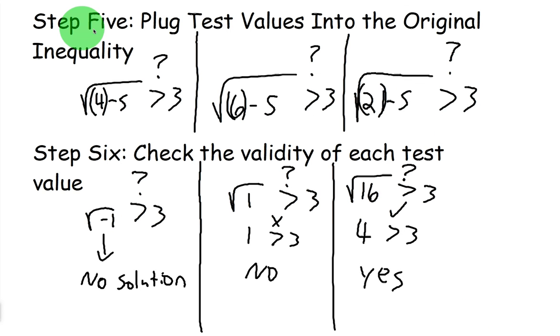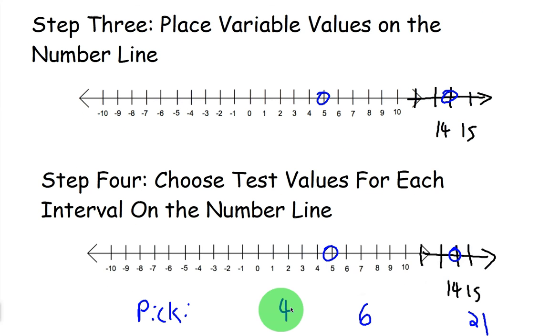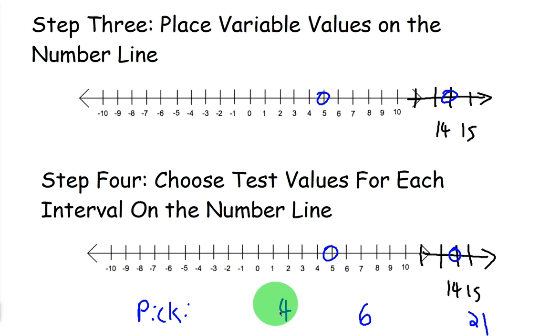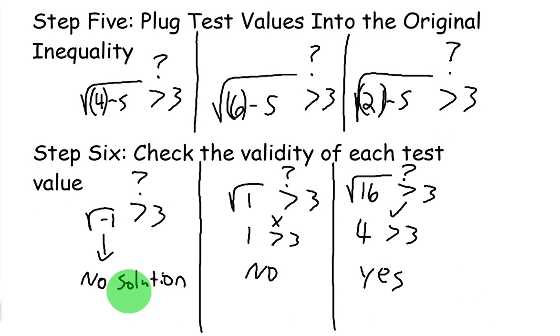Step 5, plug those test values into the original inequality, which was the square root of x minus 5 is greater than 3. So first test value, I'm going to plug in 4 for x, then I'm going to plug in 6, then I'm going to plug in 21. Over here we have the square root of negative 1, which doesn't work, so that's no solution. So since the 4 I plugged in gives no solution, this will not be shaded to the left of x equals 5.